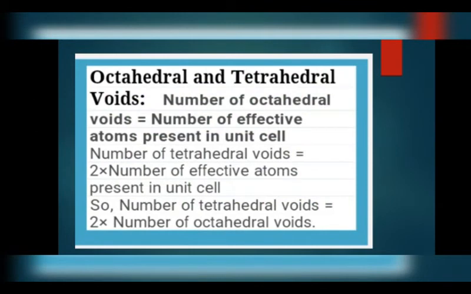Now this packing also generates 2 types of voids. They are octahedral and tetrahedral voids. The number of octahedral voids is always equal to the number of effective atoms present in the unit cell. However, the number of tetrahedral voids is twice the number of effective atoms present in the unit cell. So, number of tetrahedral voids equals 2 multiplied by number of octahedral voids.